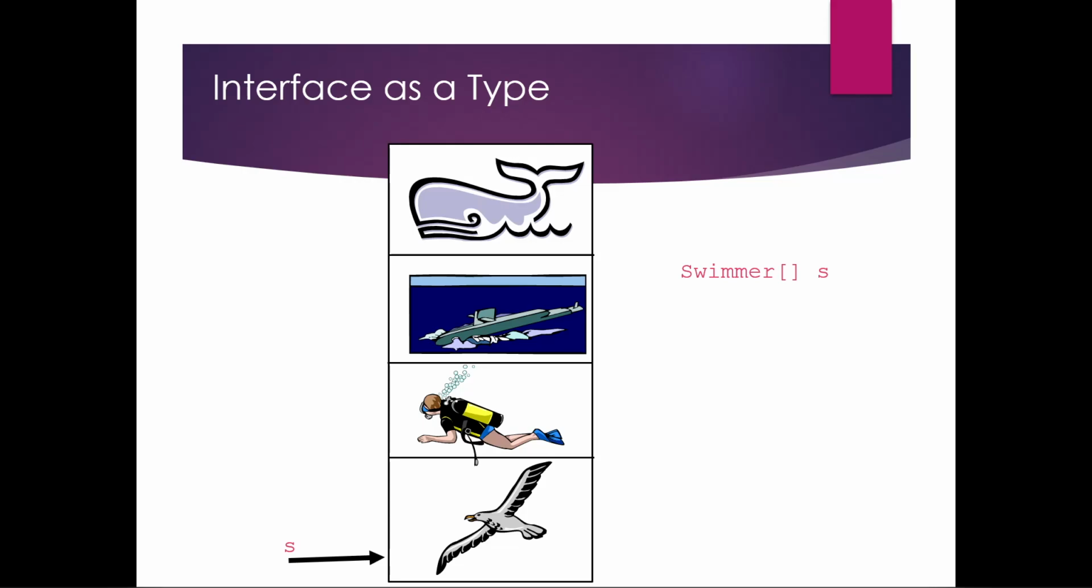So interfaces can help me organize data in a way that says these are not all the same objects, but they all play the same role. I can have a group of swimmers that I'm going to take out for a swimming test in the pool to make sure they can swim. The whale and the submarine might not do well in that test, but hey, they could do it, right? They are swimmers.